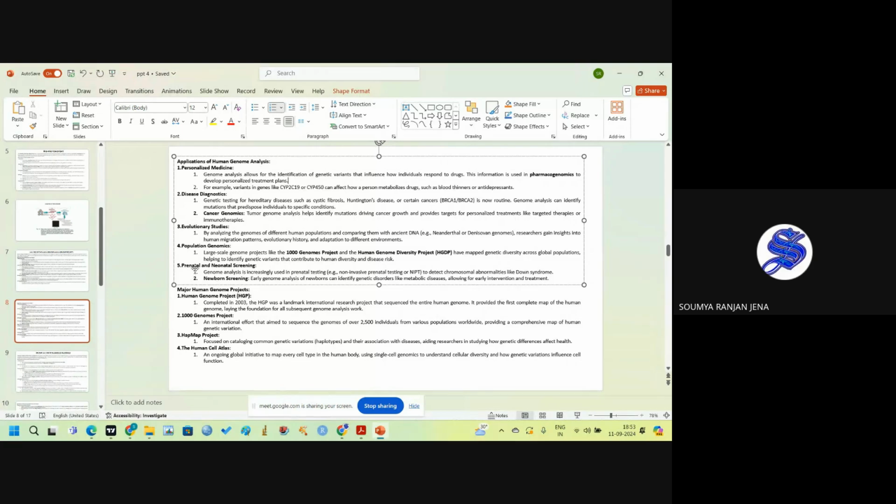And nowadays doctors are using this prenatal or neonatal screening in every medical setting.